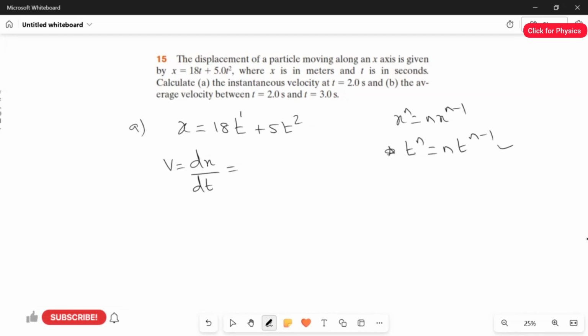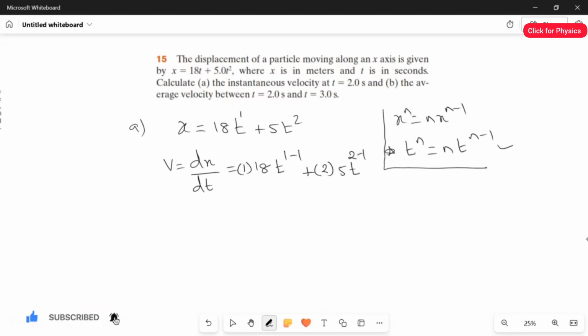If you apply it, what will you get? The power of the t is 1, so 1, and then we write this number as it is, 18, and then t power 1 minus 1. Likewise, I have to do the same thing for the second part. We have the power 2, so 2 multiplied by this 5 as it is, and then t power 2 minus 1. Clear? Now we have to solve this.